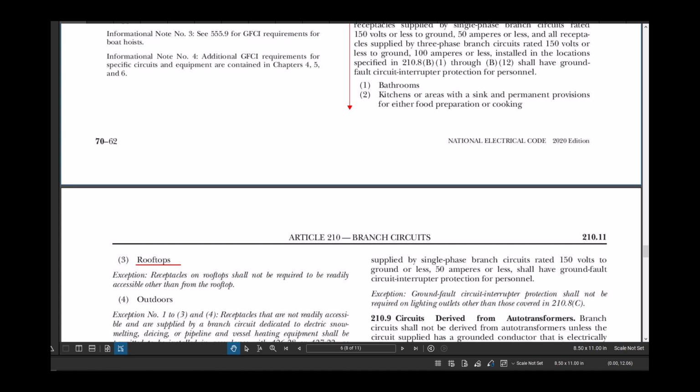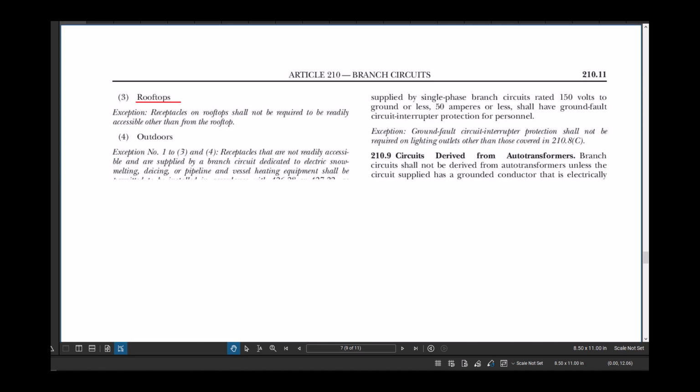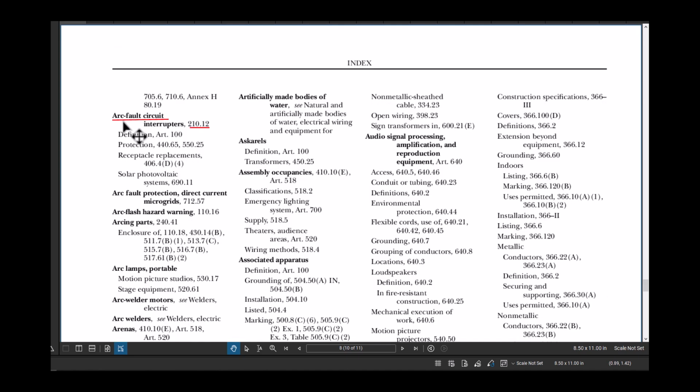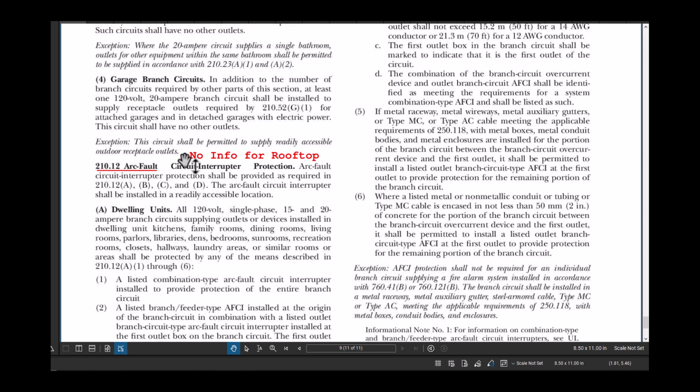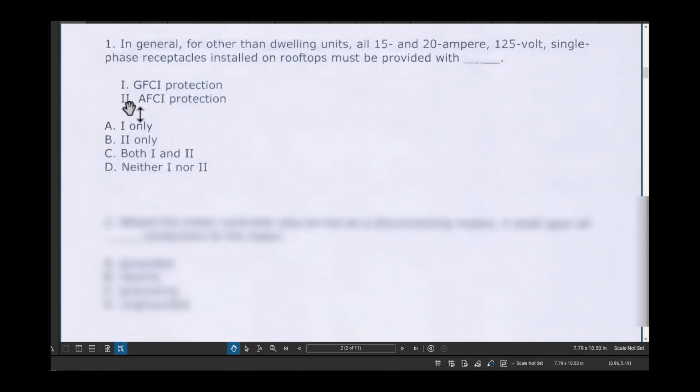Then when we go to see about the AFCI, arc fault circuit interrupter, 210.12. If we go to 210.12 to see what we have here, when you read through, there is no information for rooftop. Then the only acceptable area is rooftop, so our answer should be 1, only GFCI protection.